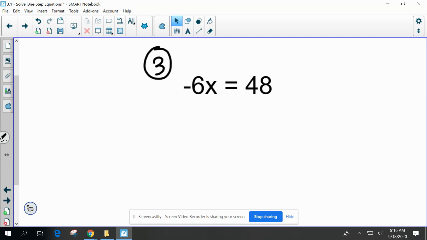Okay, so what operation is actually happening between the negative 6 and the x? Multiply. So the inverse would be to divide. So here's how I show that. I just put a line, like a fraction, and I would put a negative 6 under it instead of a divide sign with the 2 dots in the bar. So I just put a line and a negative 6. So I would be left with x equals what? Negative 8, right?